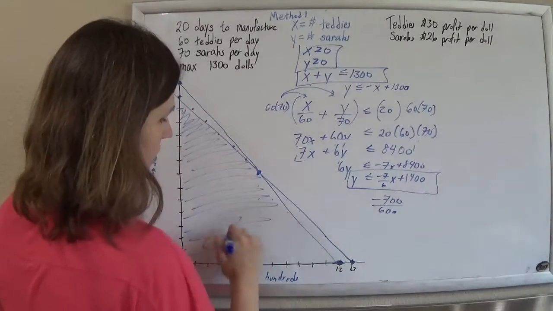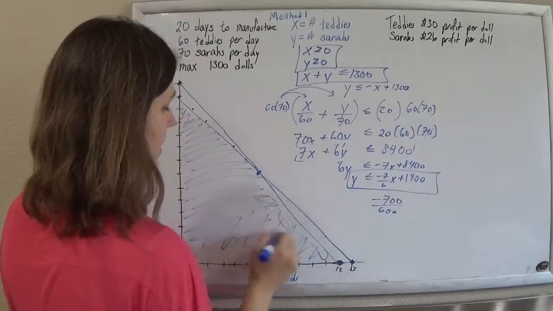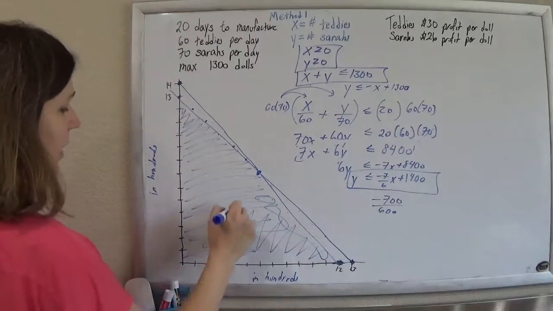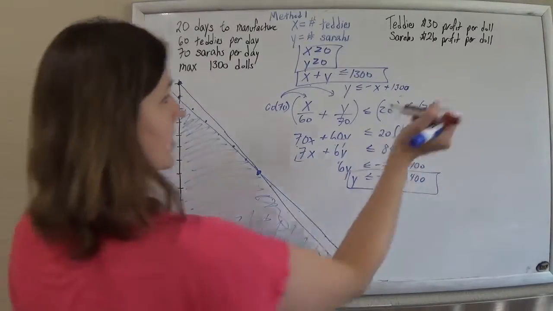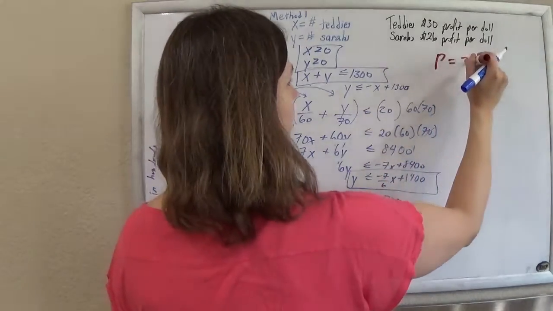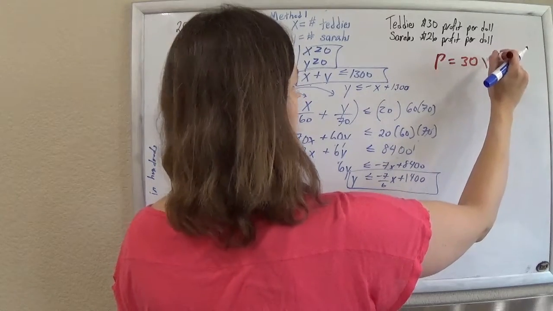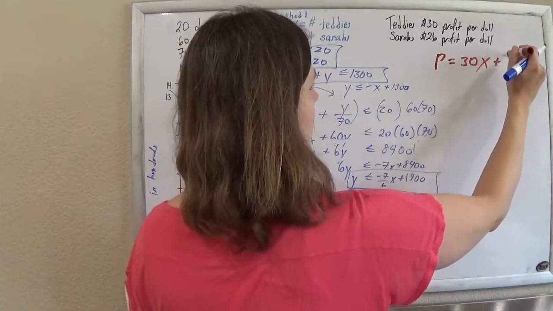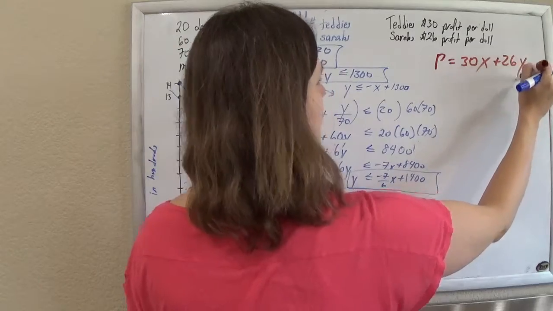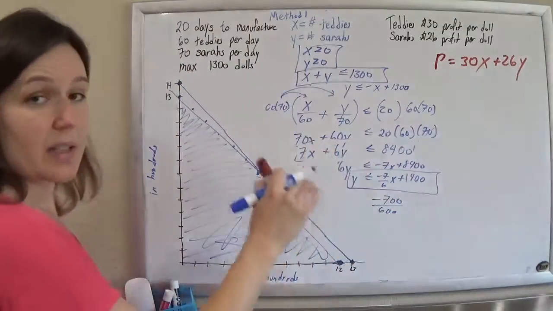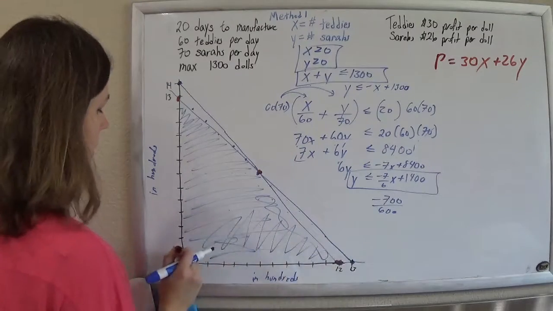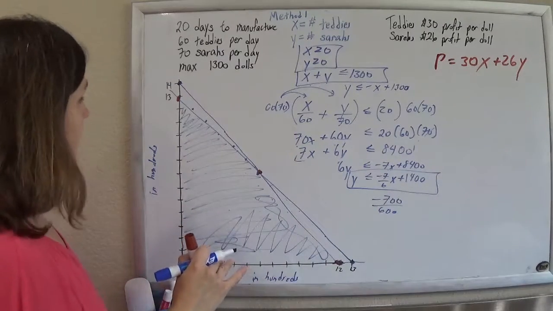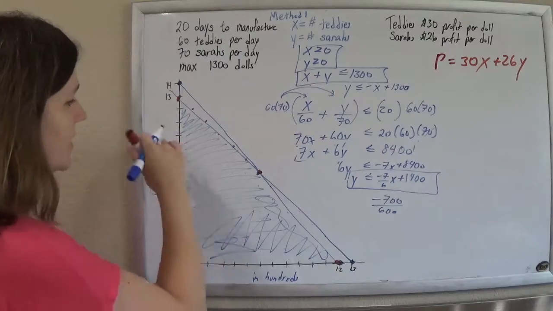All of these dots represent the possible numbers of Sarahs and Teddies I could make that fit those constraints. And to maximize my profit equation, which is a linear equation, I get $30 profit per Teddy plus $26 profit for Sarahs. To maximize the linear equation, it's going to happen at the extreme points of our feasible region. And so I just need to find all these points.